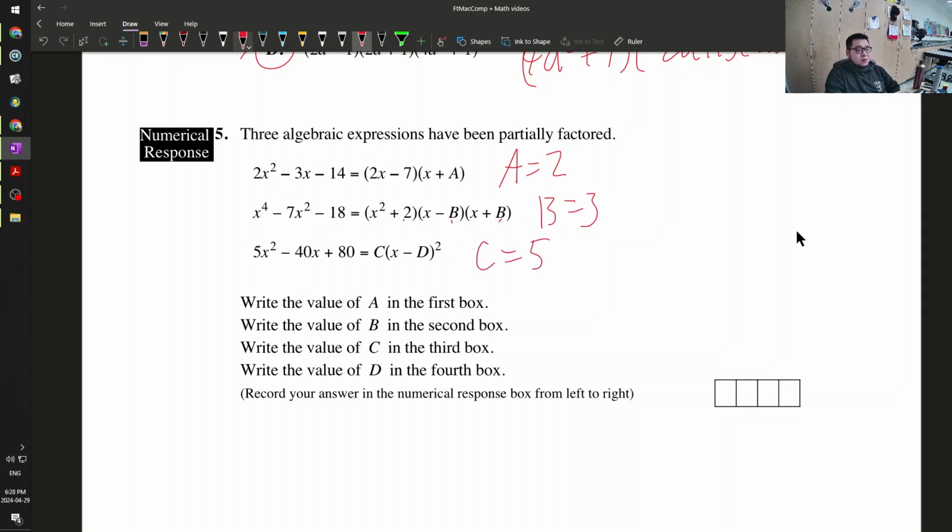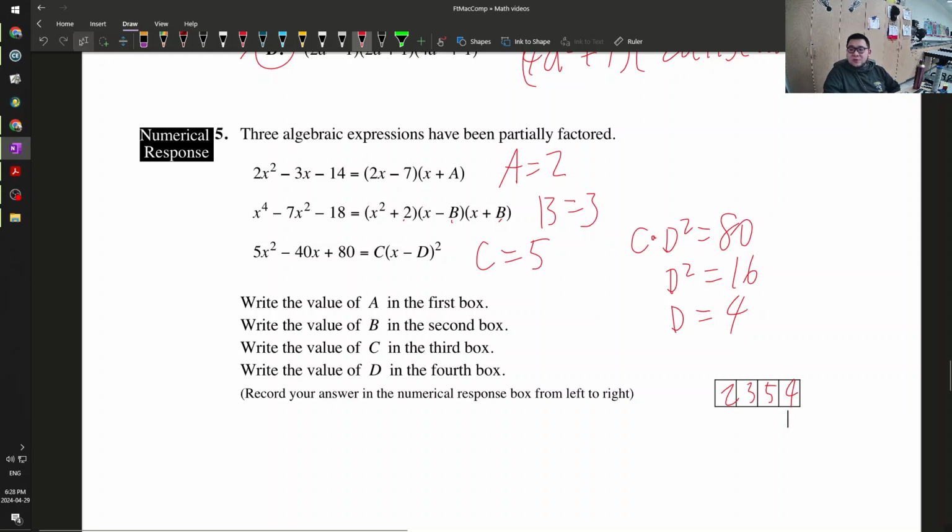And what's d? Well, c times d squared is equal to 80. So c is 5, so divide both sides by 5, we get d squared is equal to, what's 80 divided by 5? 16. So therefore, d is equal to 4. 2, 3, 5, 4.